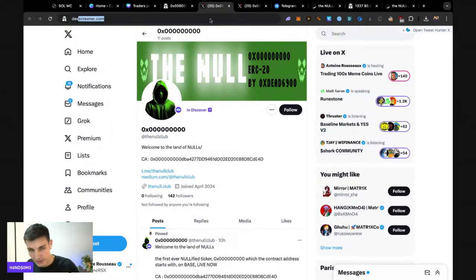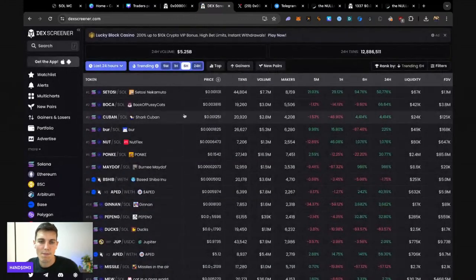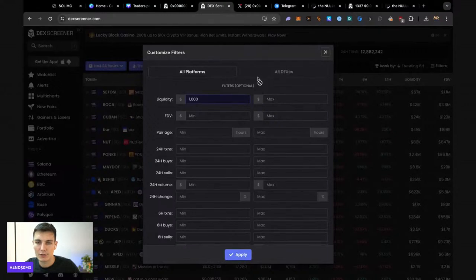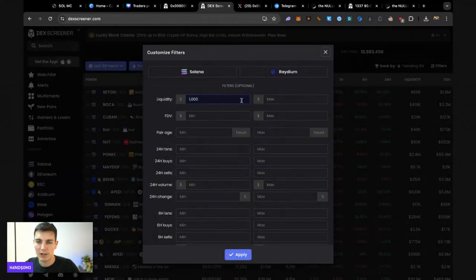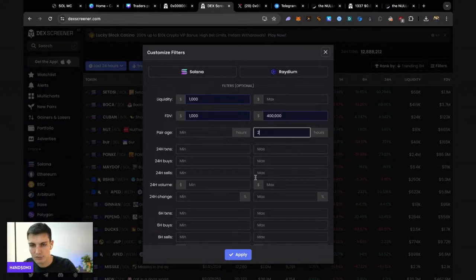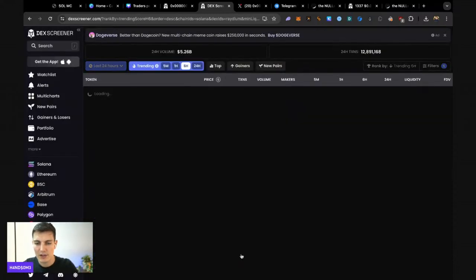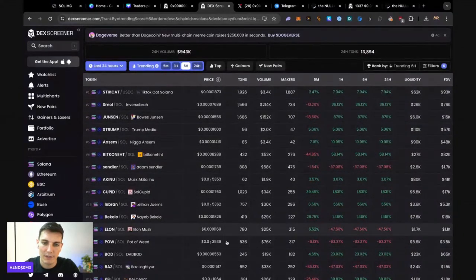Take screener. We are going to apply the same filters. So we are going to take only Solana. I take only Raydium, because otherwise we have pairs that arrive on the others. Liquidity 1,000, FDV minimum 1,000. Here we're going to go at 400K probably for Solana. Should be fine. First, I'm going to check the last hour, the fresh new pairs. And I would go up gradually if I don't find anything interesting.